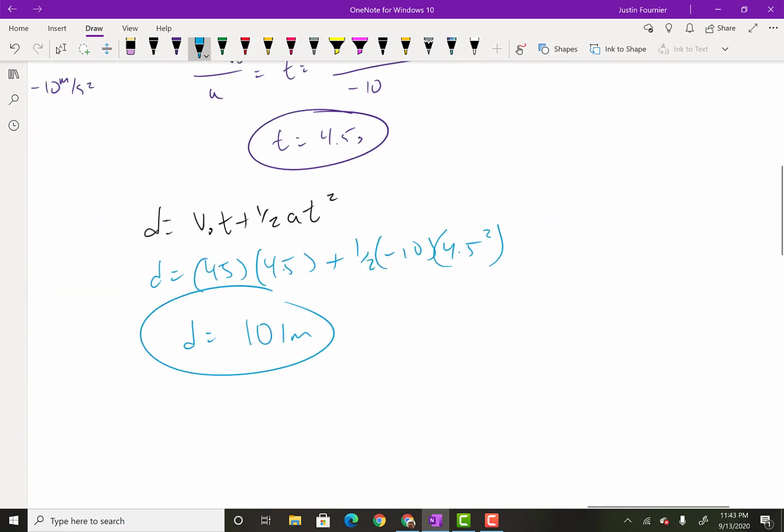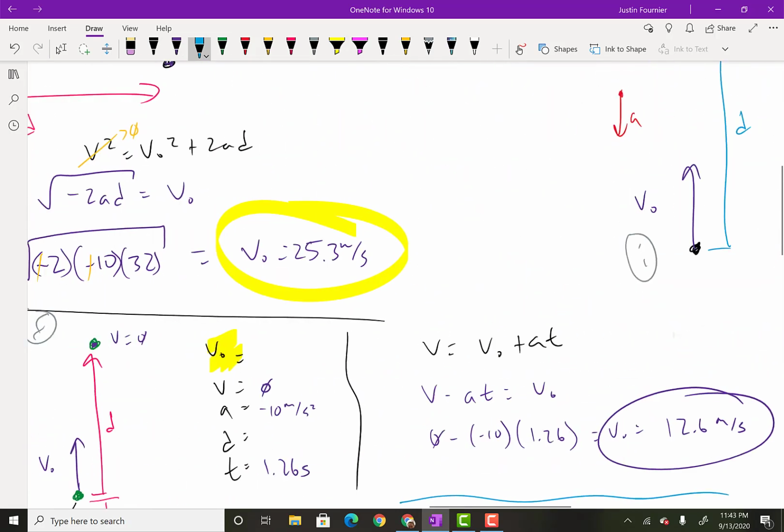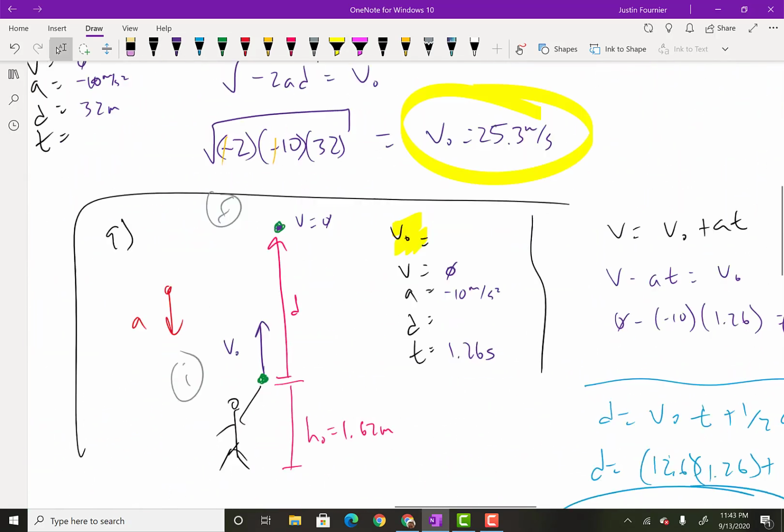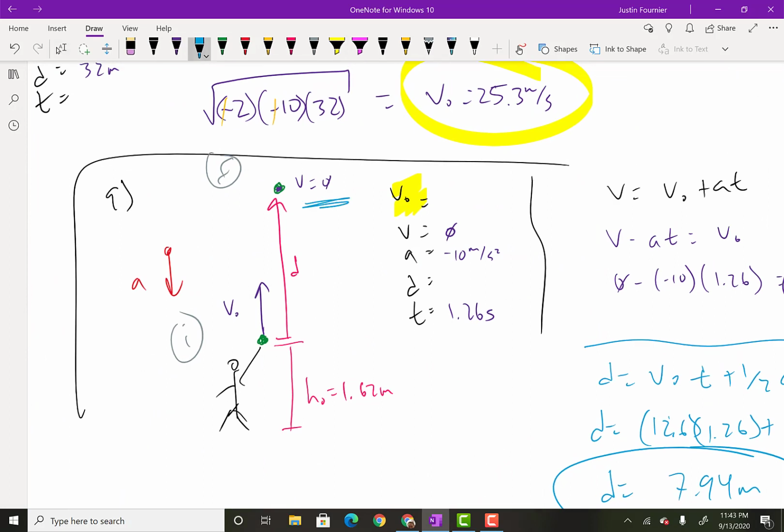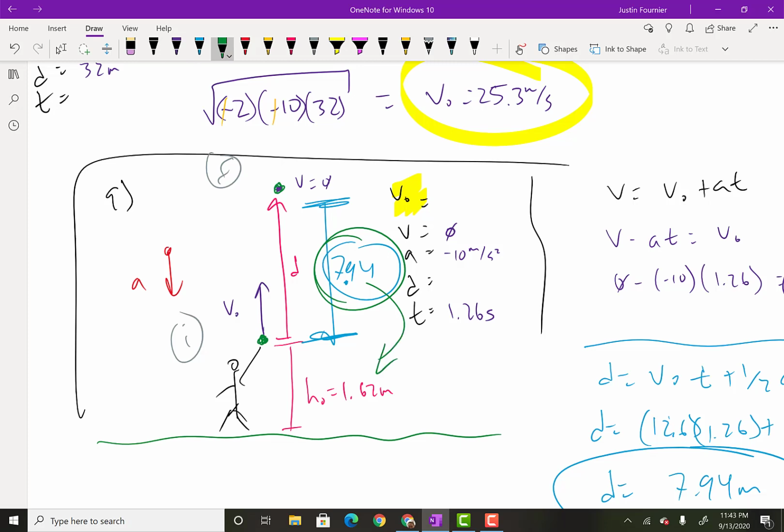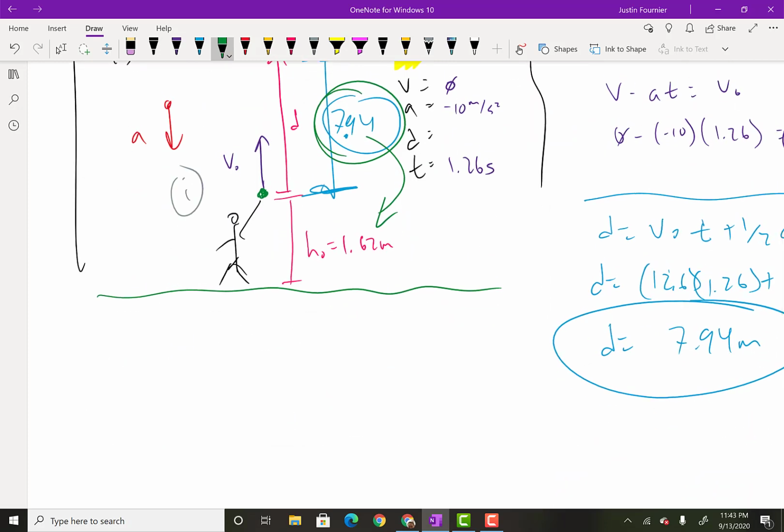7.94, which I just calculated. This is 7.94. But they want to know how high it is from the ground. So that's 7.94 plus the 1.62. So the total height, or we should say maximum height, is going to be h naught plus my displacement. So the maximum height is going to be h naught, which is 1.62, plus 7.94.